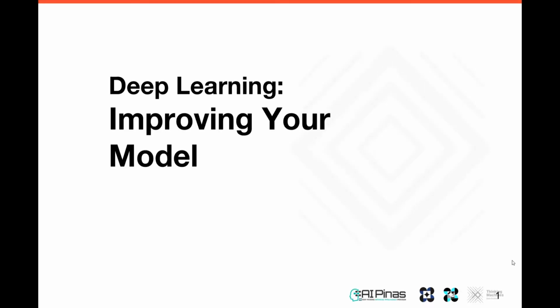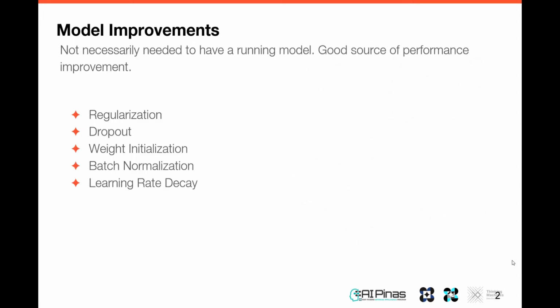Welcome back. And today we are going to talk about more model improvements. Like we've been saying, it's easy using TensorFlow and Keras libraries to build a neural network. What's really tricky is to build one that works well. These are ways of improving your model.